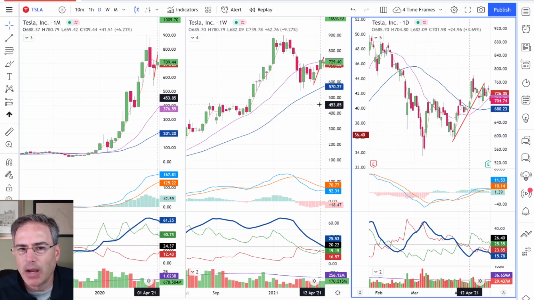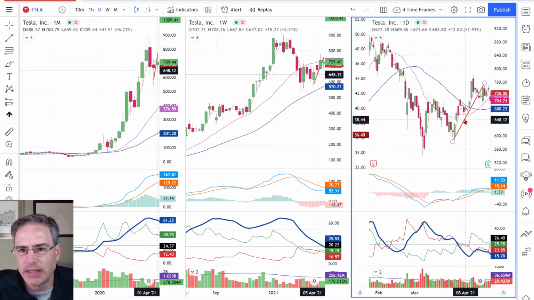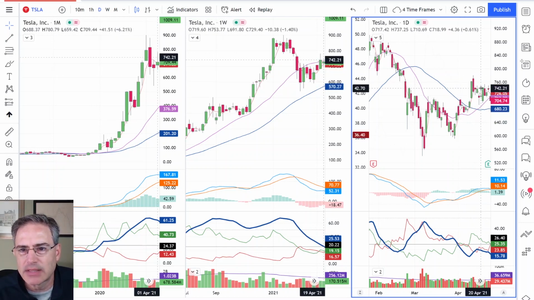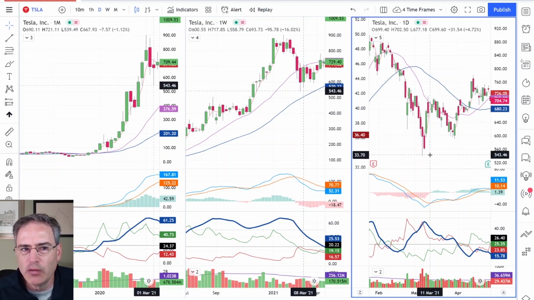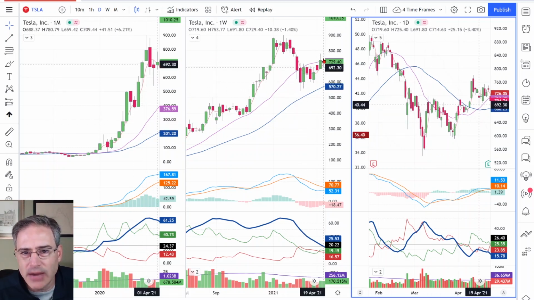But I guess what I'm trying to do now is see if I can get a really nice setup, something that gives me a lot of confidence that the daily chart is triggering back to the downside for a move back to at least a test of this low. So that's kind of where I am right now, because I've got a downside pinch.